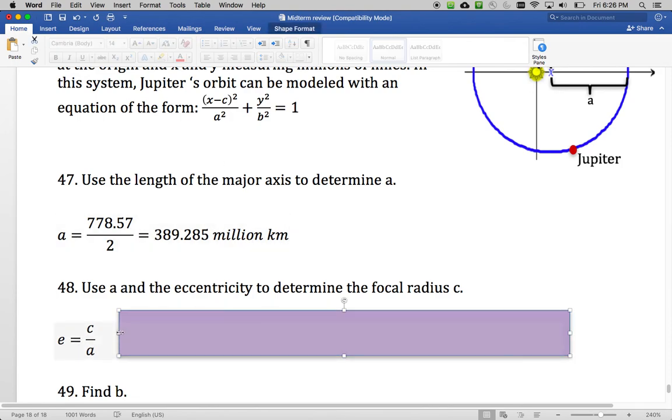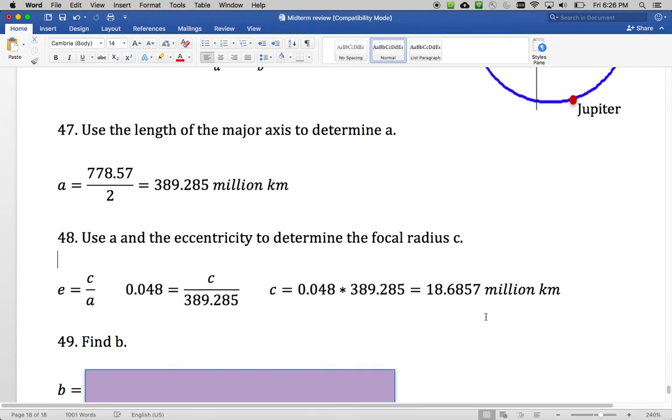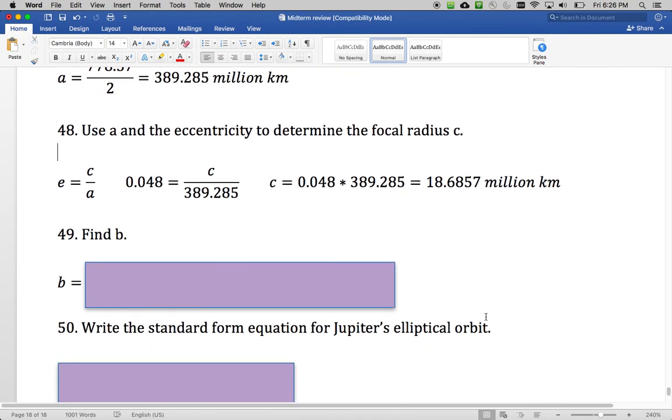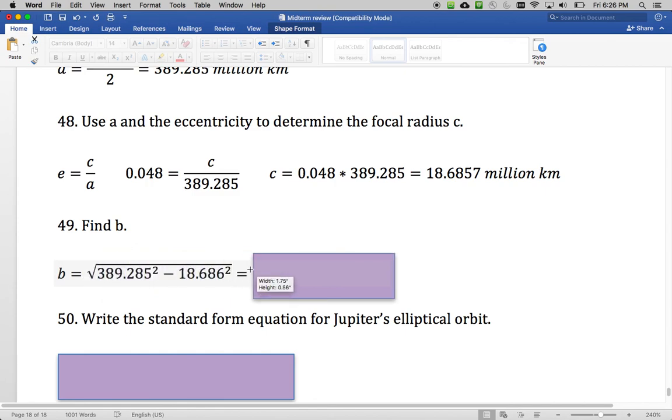And then for the eccentricity, because A is my major axis, or bigger than B, eccentricity is going to be C over A. I know my eccentricity now and I know my A value now, so I'm just going to be multiplying those two together to find C. And I plug it all in the calculator and this is what I get. So I now have C and I'm ready to find B. To find B, it would be the square root of A squared minus C squared. And I get that, and simplify everything gives me this.